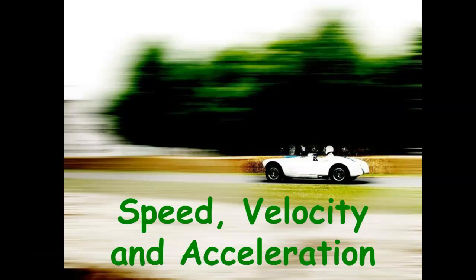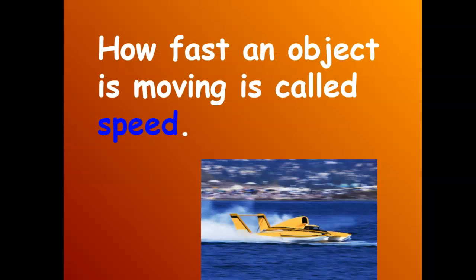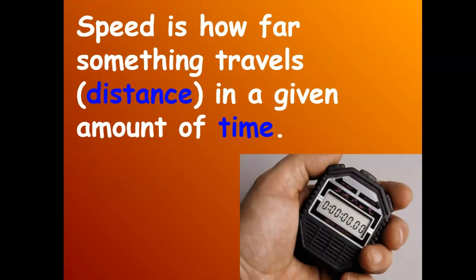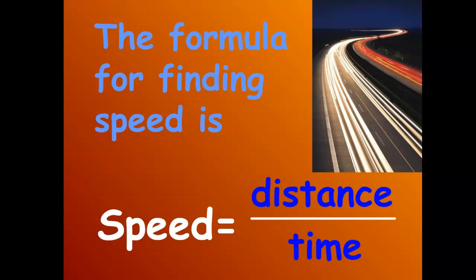So we need to differentiate between three terms: speed, velocity, and acceleration. The first term we're going to look at is speed. We think of speed as being how fast an object is moving, but really it is the relationship between the distance the object travels and the time it takes to travel. We calculate that using this formula: speed is equal to distance divided by time.